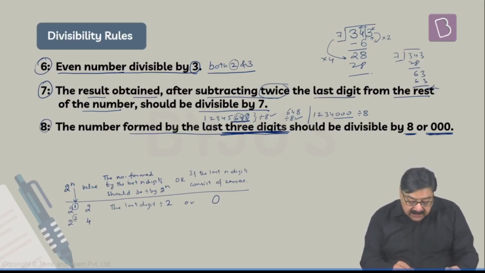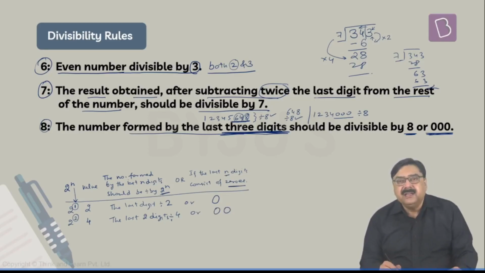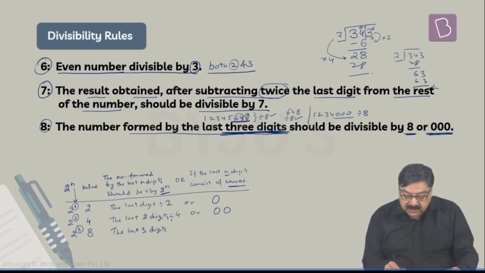For that, have a look at the power of 2, which is 2. So the number formed by the last 2 digits of a number should be divisible by 4, that is 2 power n, or n zeros. N zeros means 2 zeros. The value of n here is 2. What about 2 power 3? That is 8. We have discussed that. So the last 3 digits, the number that they form, should be divisible by 8 or should be 3 zeros.